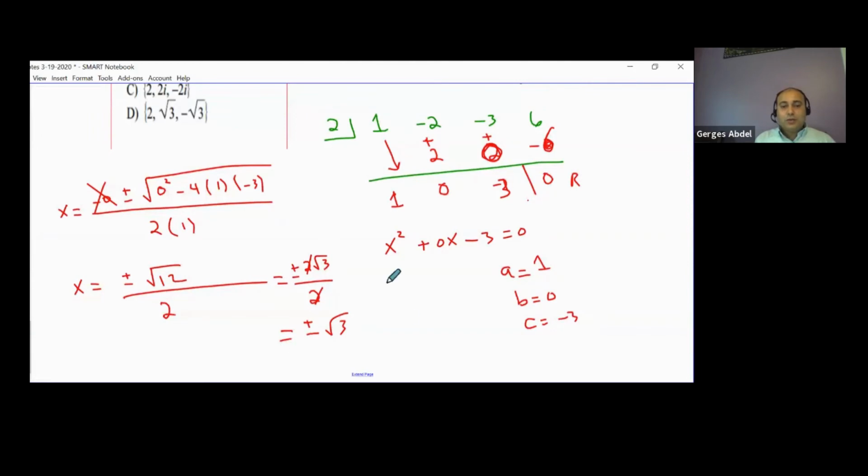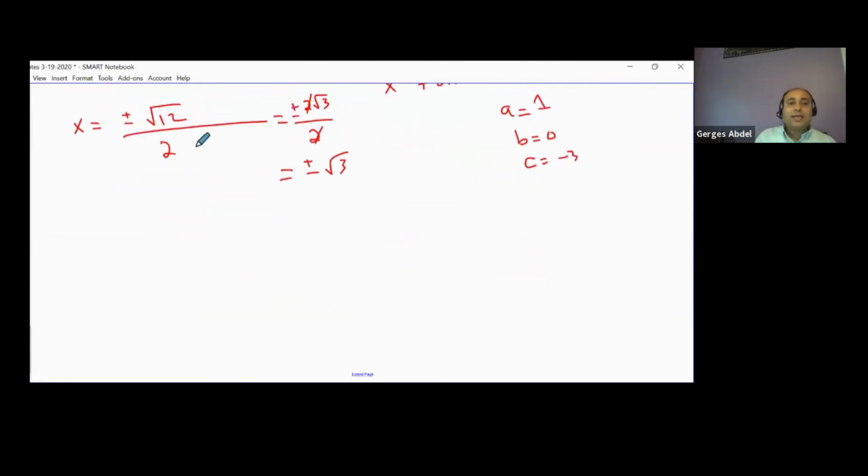If you don't know how to get to this point, it is okay to leave it like this. And just get to the calculator, put square root of 12 divided by 2. The answer will be 1.73.